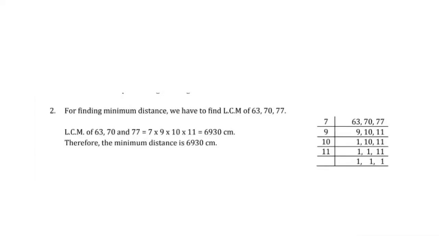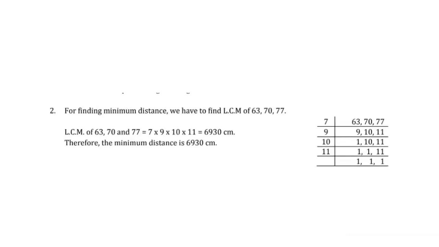So the LCM of 63, 70 and 77. So we will use this method. First we will find the factors. Okay. 63, 70 and 77. It is divisible by 7. How many times? 9 times. 63 is divisible by 9 times. 70, 10 times. 77, 11 times. Okay. Now by 9. So by 9 we can divide only 9 one time. Okay. And 10 and 11, this will come same.